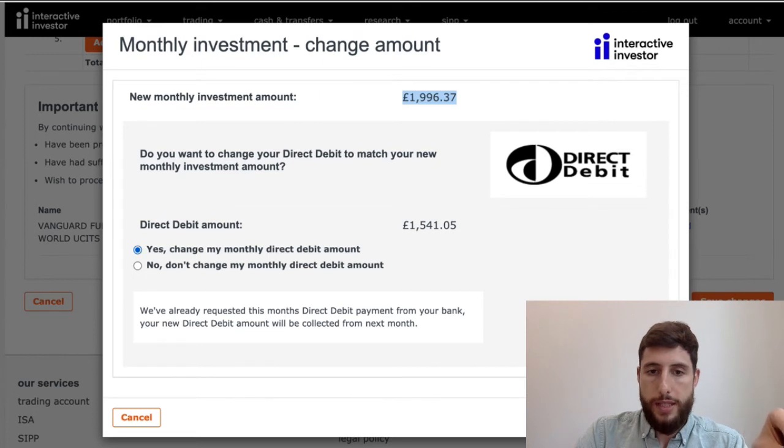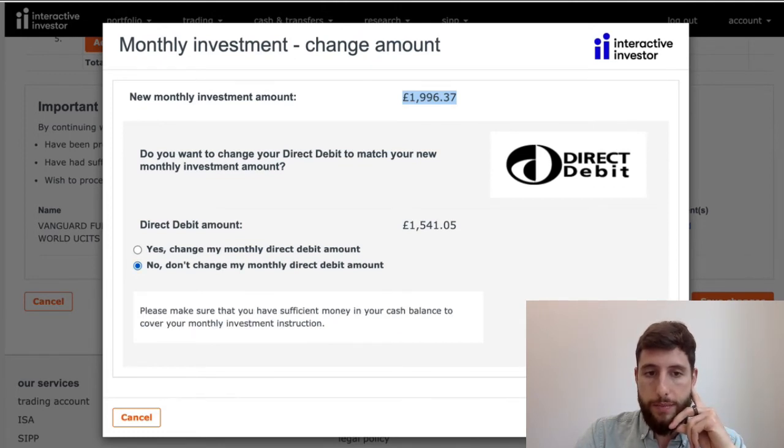You've got 2 ways to deal with this. You can either say, yes, change my monthly direct debit amount. So it's saying increase the direct debit to 1996. You're putting more money in that month. Or no, don't change my monthly direct debit. What that will do is it will take that difference from your cash balance. So here, please make sure that you have sufficient money on your cash balance to cover your monthly investment instruction. If you don't, it won't be able to make that investment.